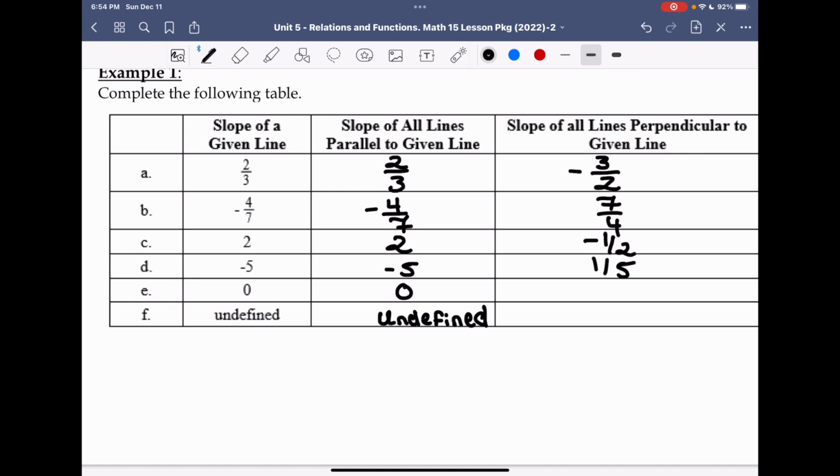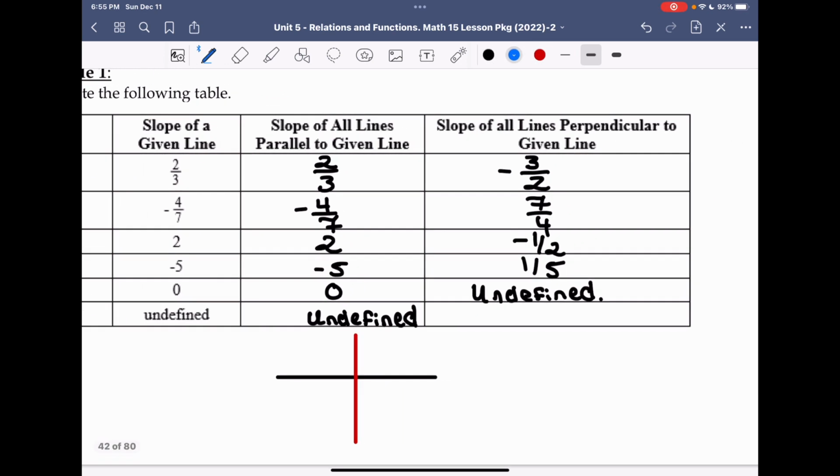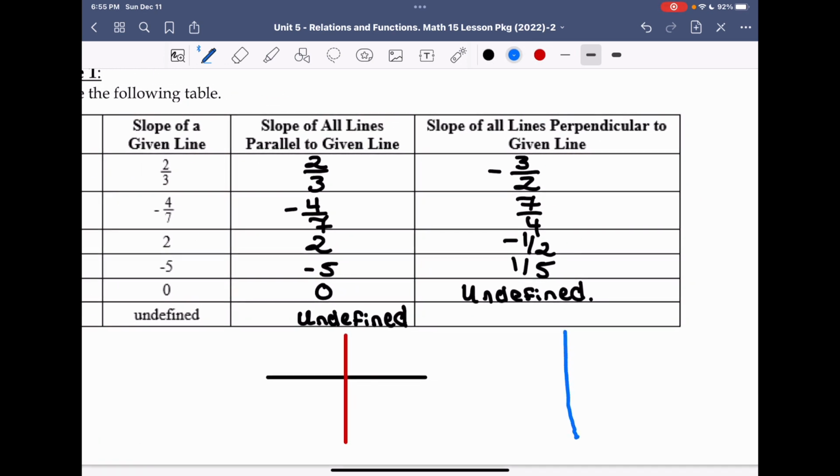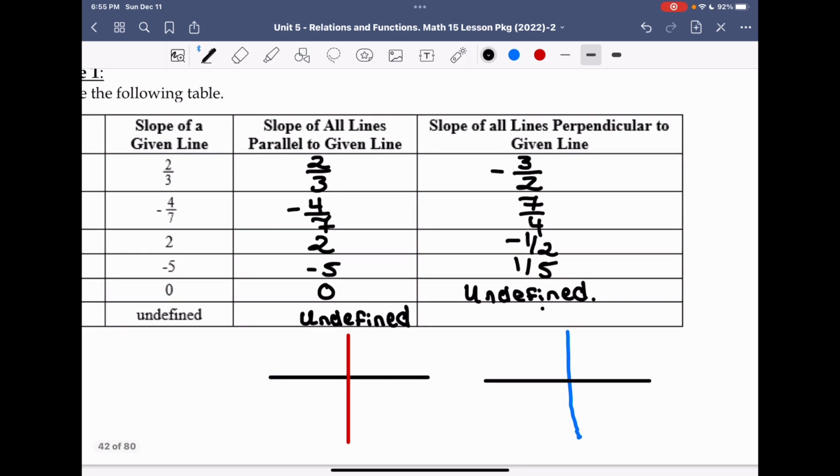The perpendicular line to a 0 slope, well, let's think about this for a second. If we have a 0 slope, it is a horizontal line. What's the perpendicular line to a horizontal line? A straight vertical line. And we know those graphs have an undefined slope. So this would be undefined. Similarly, what if I have a vertical line which represents an undefined slope? What is the perpendicular line to an undefined slope? A horizontal line, meaning that the slope would be 0.